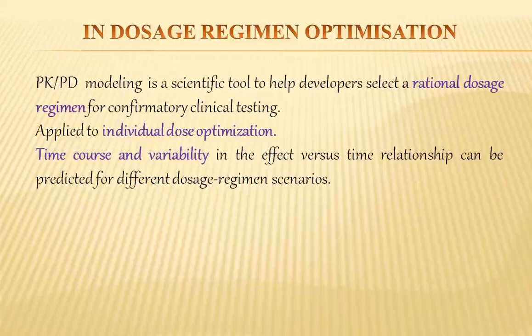Next, in dosage regimen optimization, the pharmacokinetic and dynamic modeling is a scientific tool to help developers select a rational dosage regimen for confirmatory clinical testing. It is applied to individual dose optimization. The time course and variability in effect versus time relationship can also be predicted for different dosage regimens.